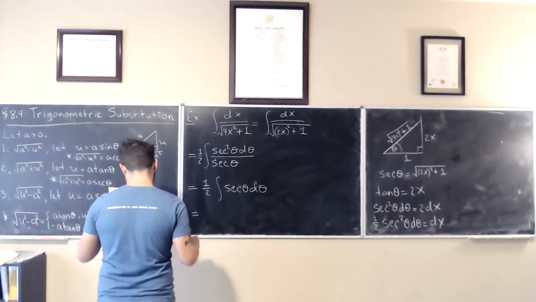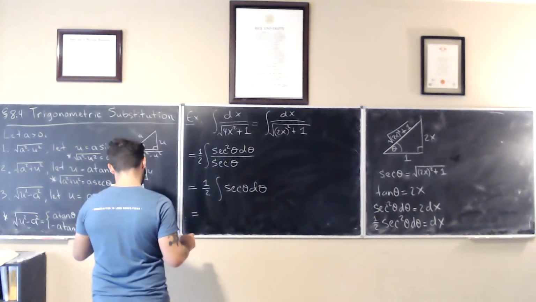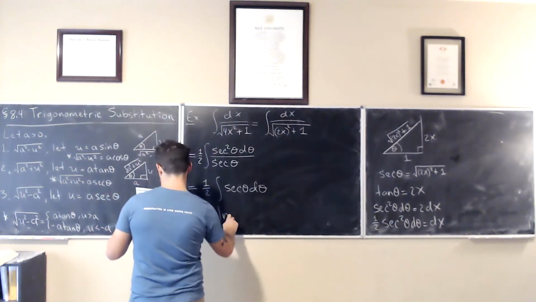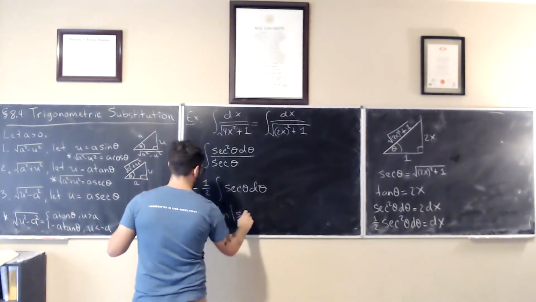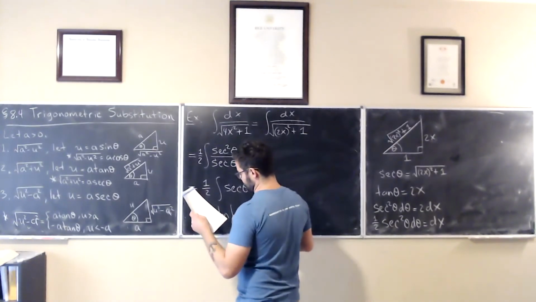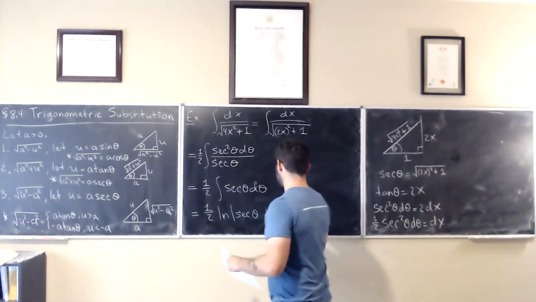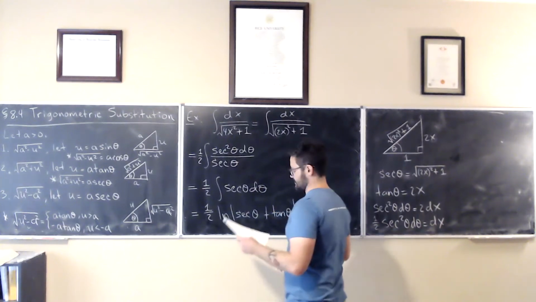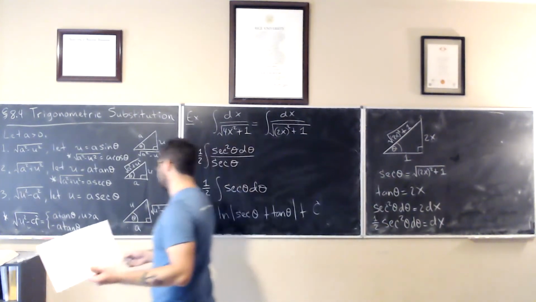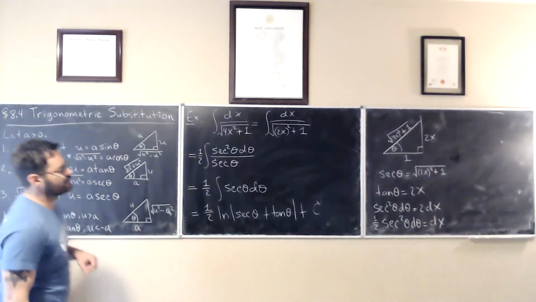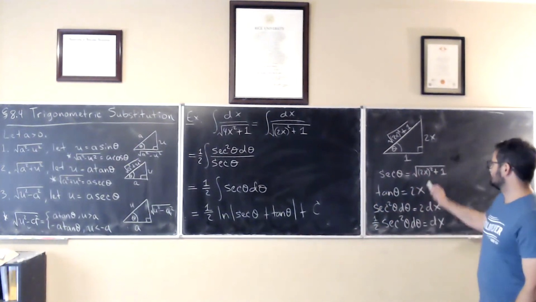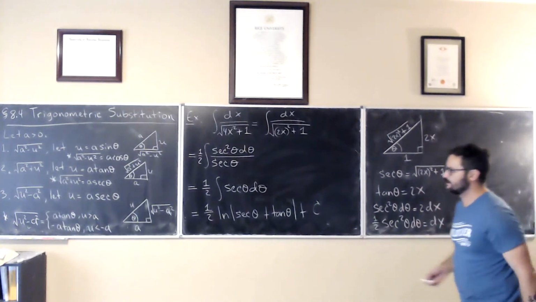So the integral of secant is natural log of secant theta plus tangent theta in absolute value, plus c. But we're not done, right? We have to convert back to x. So secant is that, tangent is that. Oh, it works out nice.